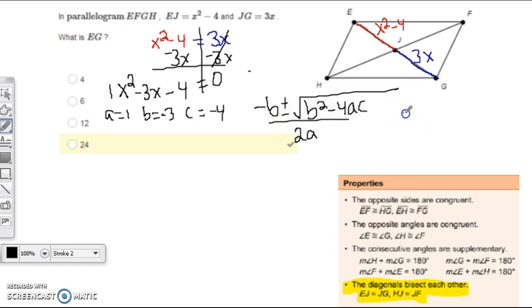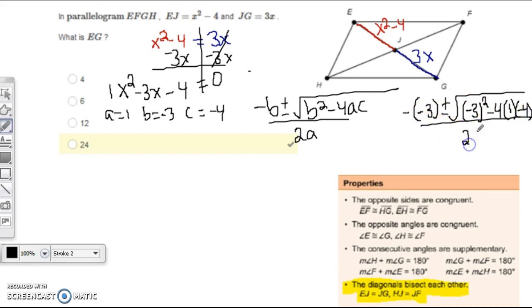So here I go. I have negative, and then I'm going to plug in my B, which is a negative 3, plus or minus the square root. And y'all, when I plug things in, I always put them in parentheses. That way you know you're not going to get any calculator errors or anything. It's just better to have it in parentheses. Alright, so now let me pull up the calculator and show you what this would look like.